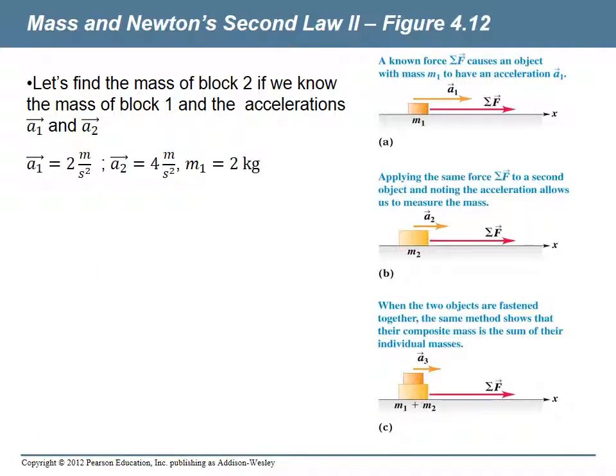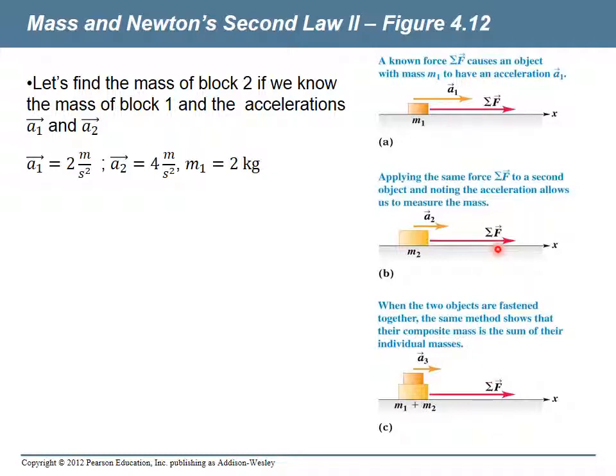So, quick little example. Let's find the mass of block 2 right here, if we know the mass of block 1 and the accelerations A1 and A2. So I know A1, I know A2, and I know the mass of block 1, and we're going to look for the mass of block 2. We'll also need to note that this is summation of F, this is summation of F, this is summation of F. They're all exactly the same. It's not like this is F1, F2, F3 or anything. So all these forces are the same.